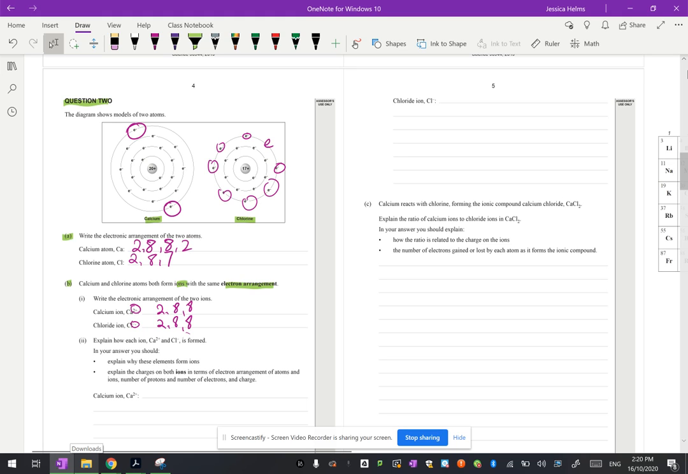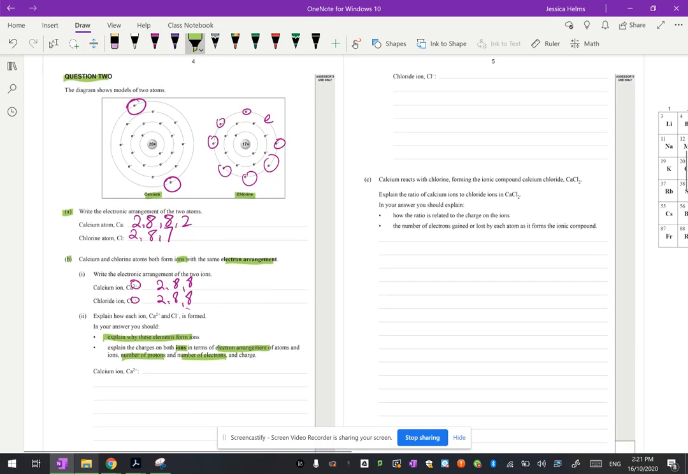Okay, so B part 2 says explain how each ion, the calcium 2 plus and the chloride minus, is formed. And your answer should explain why these elements form ions. So why do they go to ions? And then explain the charges of both the ions in terms of the electron arrangement of the atom, the number of protons, and the number of electrons. Okay, and the charge, sorry. Make sure that you cover all those points.